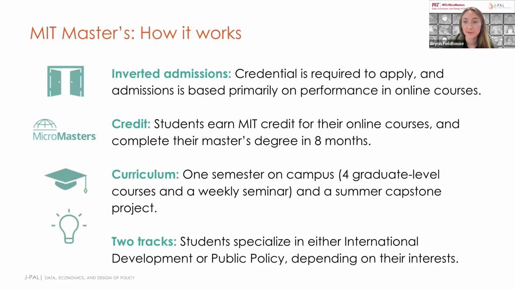As for the curriculum, students will spend 1 semester on campus and complete 4 graduate level courses while they're here, including a weekly seminar. Then they do a capstone project in the summer, and they finish at the end of August. Similar to the MicroMasters program, there are 2 tracks allowing students to specialize in their interests, and the tracks are the same as the MicroMasters program: international development and public policy.